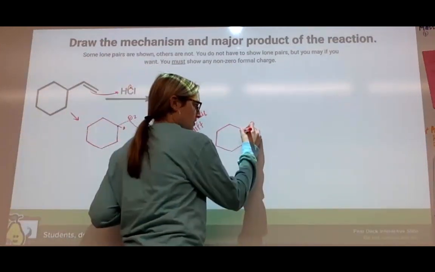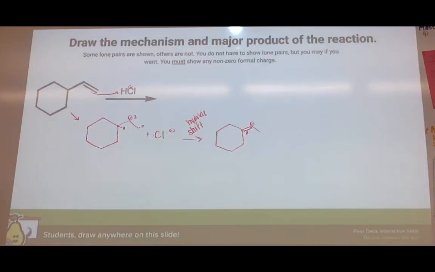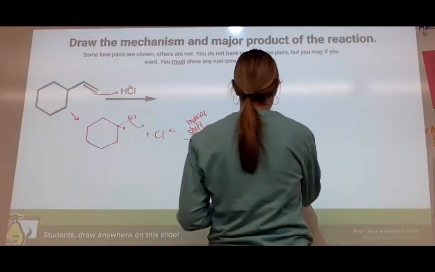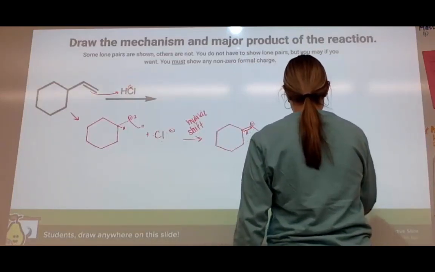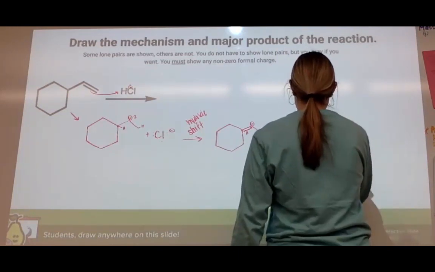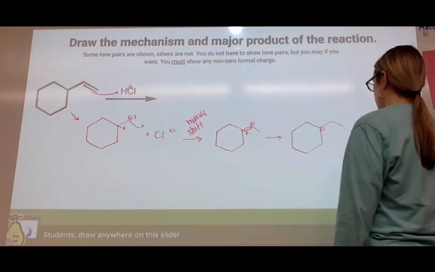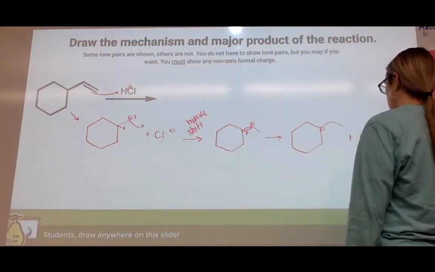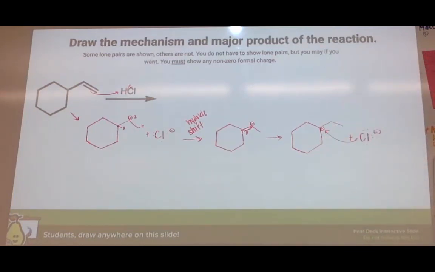So in the hydride shift, the hydrogen moves over one carbon. The single bonded hydrogen moves over just one carbon, which then leaves us with a tertiary carbocation. Now we can continue the mechanism. So we still have Cl minus, chlorine acting as a nucleophile, which will attack that carbocation and form a single bond.